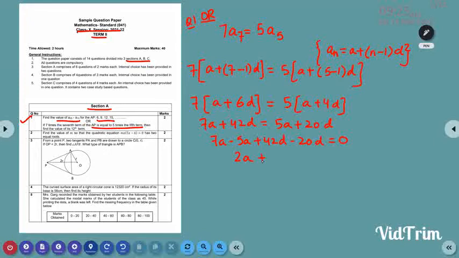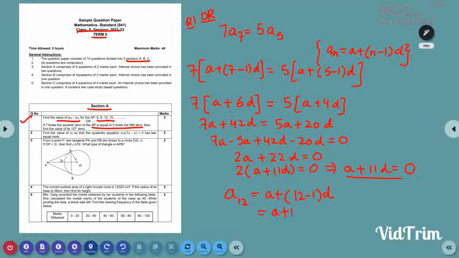Now we can take 2 common from here. So taking 2 common, it will be 2 in bracket A plus 11D equals 0, which means A plus 11D will be equal to 0. And in the question we have to find the value of the 12th term. Now the 12th term A12 will be written as A plus (12 minus 1) into D, which is A plus 11D.